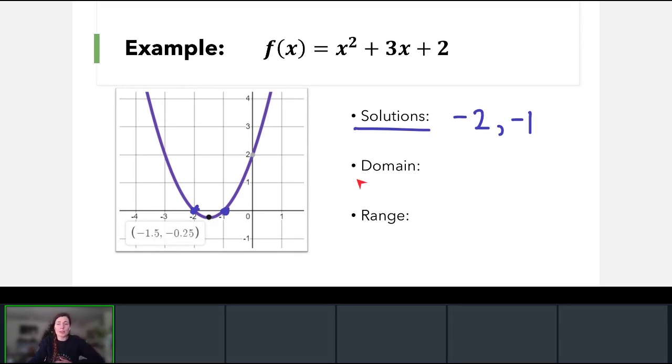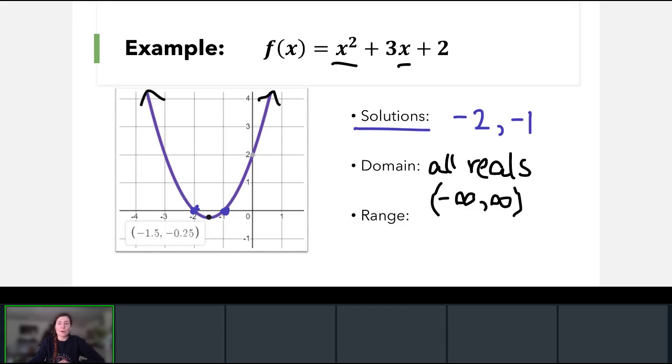Now, to revisit a topic, let's talk about domain and range. The domain of every single quadratic function, every single one, is all real numbers. So all reals. We can also write this as -infinity to infinity. We can plug in any x value we want. Remember, domain is the x value. We can plug in any x value we want here. This graph extends indefinitely to both the left and the right. Yes, it's also going up, but it takes on every single horizontal x value.